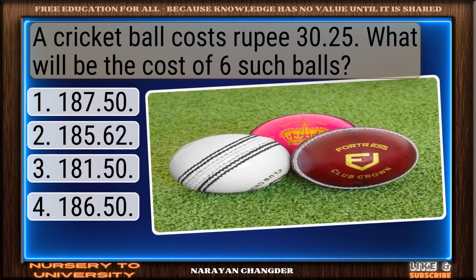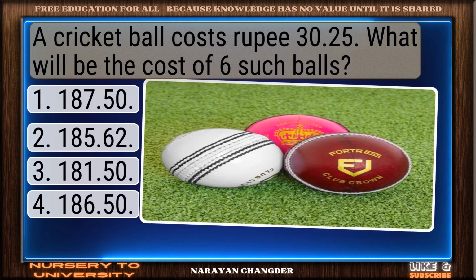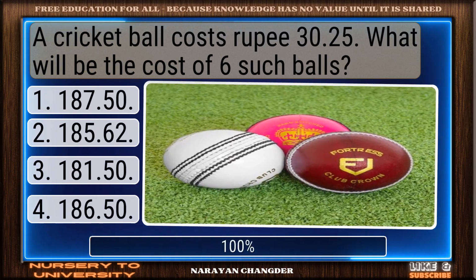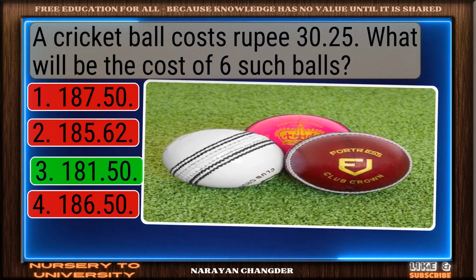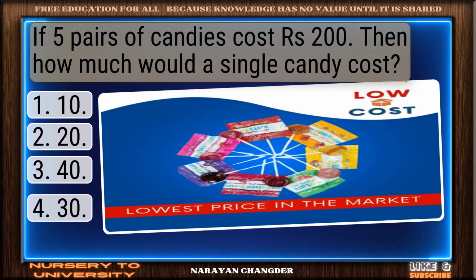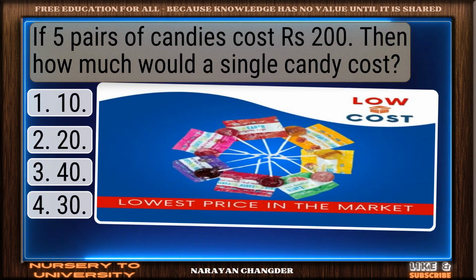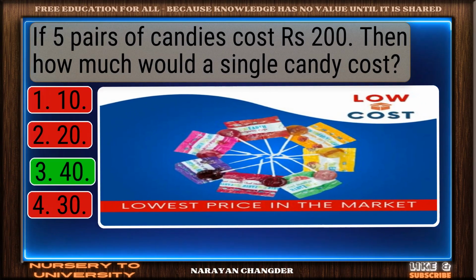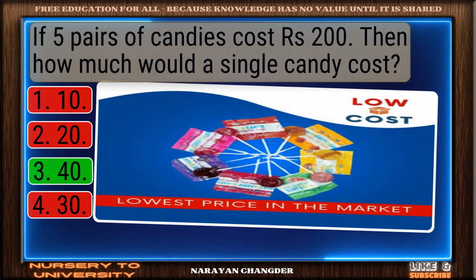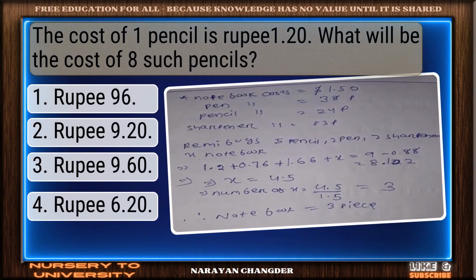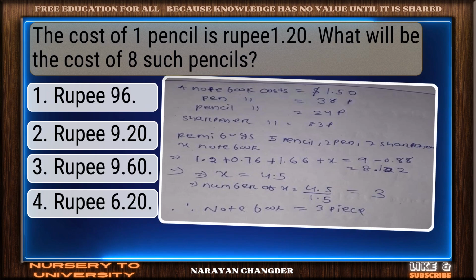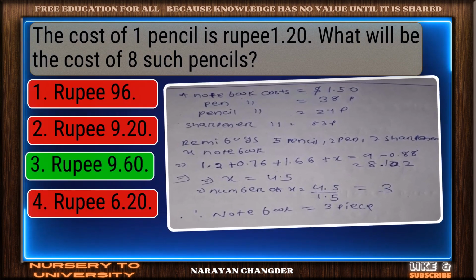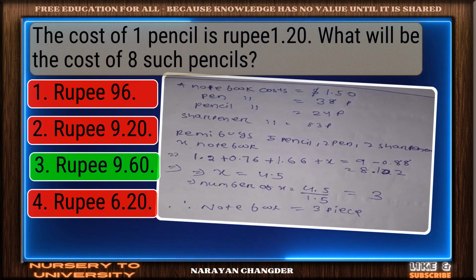A cricket ball costs rupee 30.25. What will be the cost of 6 such balls? Your answer 181.50 works well here. If 5 pairs of candies cost Rs 200, then how much would a single candy cost? Strong choice. 40 is the right answer. The cost of 1 pencil is rupee 120. What will be the cost of 8 such pencils? Smart pick. Rupee 960 is the correct choice.